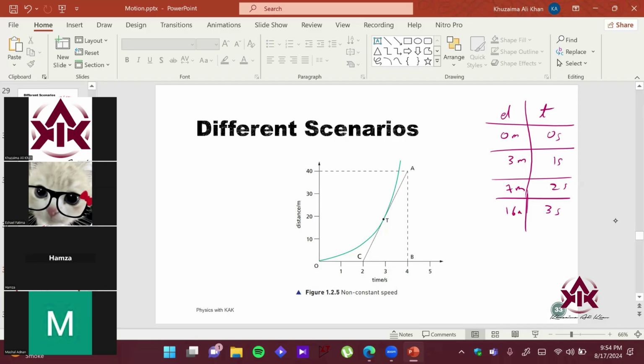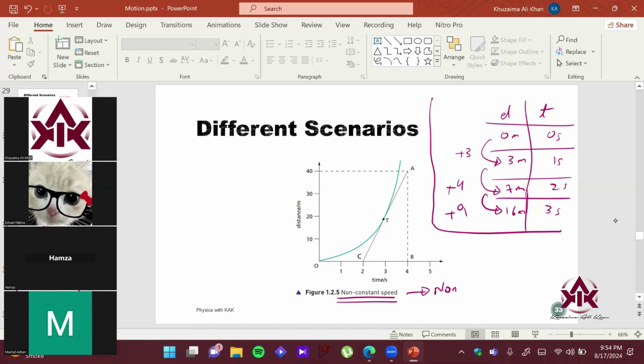16 meters, right? So from 0 to 1 second, there was an increment of 3 meters. Then from 3 to 7, there was an increment of 4. And then from 7 to, from 2 seconds to 3 seconds, there was an increment of 9, right? So there is a non-uniform increment, right? So that is why this scenario is called of non-constant speed, or you can say it is an example of non-uniform speed.